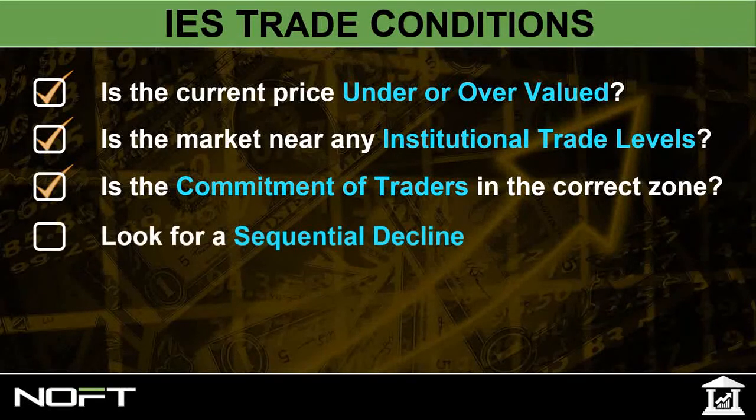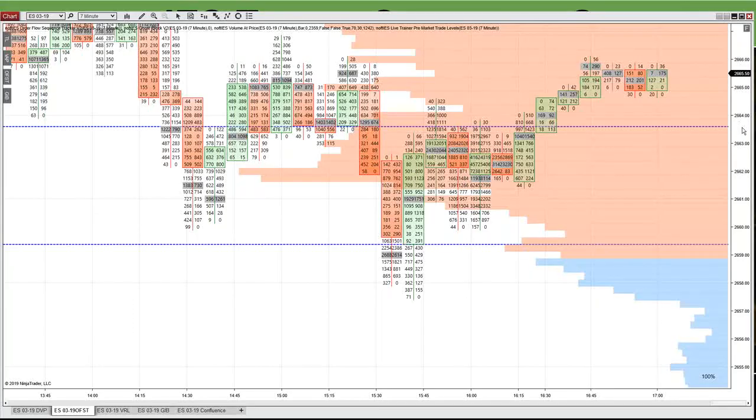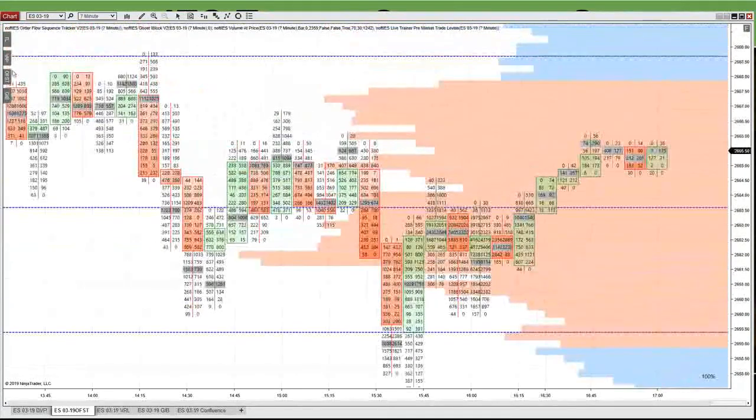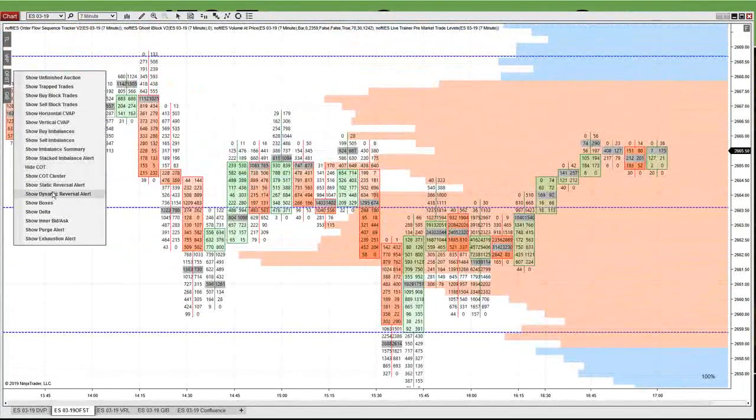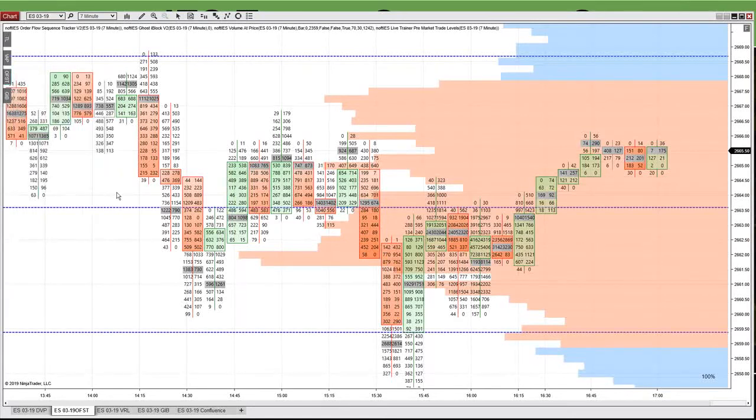Third thing I want to do is I want to look for sequential decline. Okay, a sequential decline is our aggressiveness indicator. And I'm going to turn them on. I want you guys to see them all. A sequential decline, let me go over here. This is called dynamic reversal alert. Now, again, we can do exhaustion alerts. We could do deltas. We could do trapped traders and everything like this. But I'm just going to turn on dynamic reversal alert.